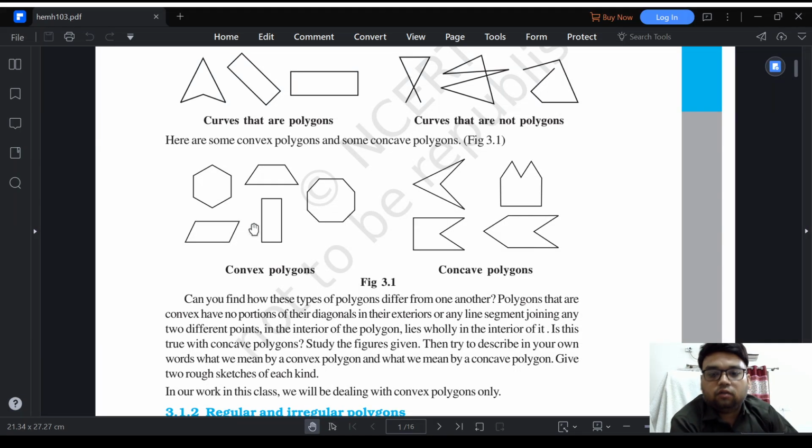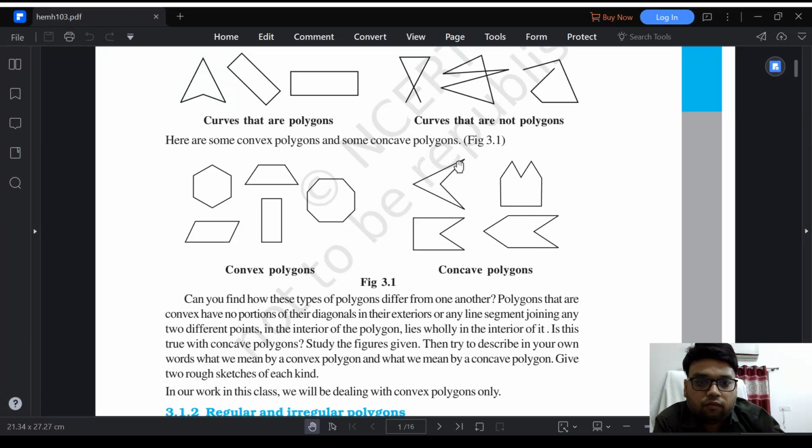Look here, the convex polygon. Here you can see that no angle of this figure is more than 180 degrees. In all of these figures, no angle is seen to be more than 180 degrees. That's why these figures are termed convex polygons. But here we can observe that one or more angles are more than 180 degrees.